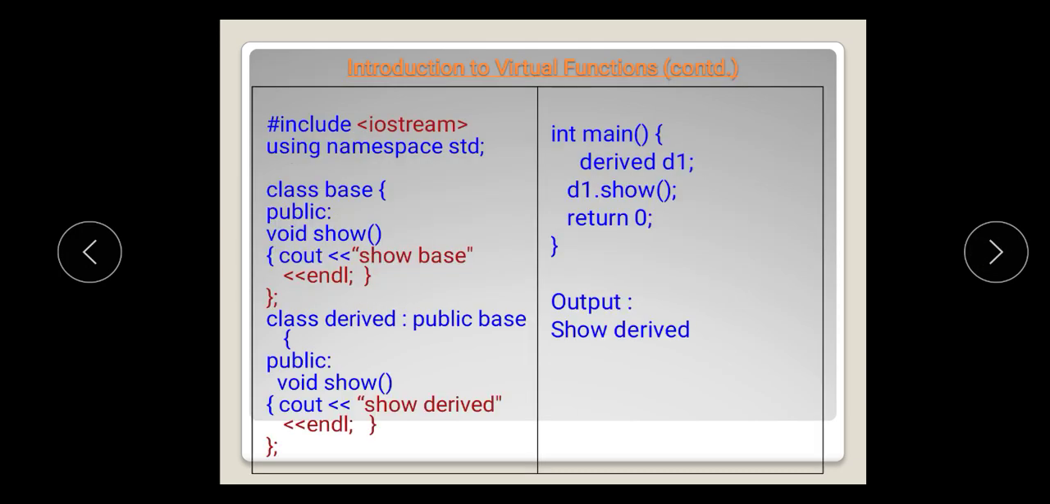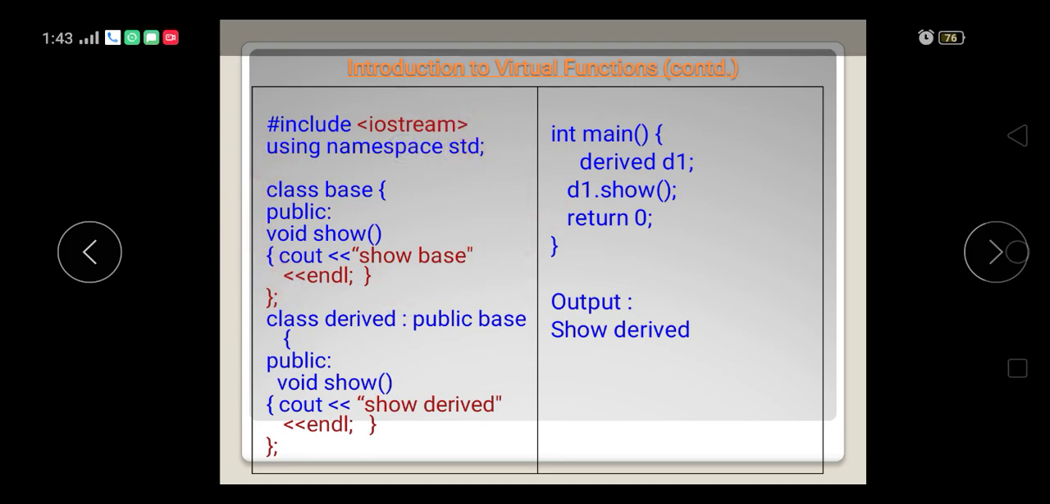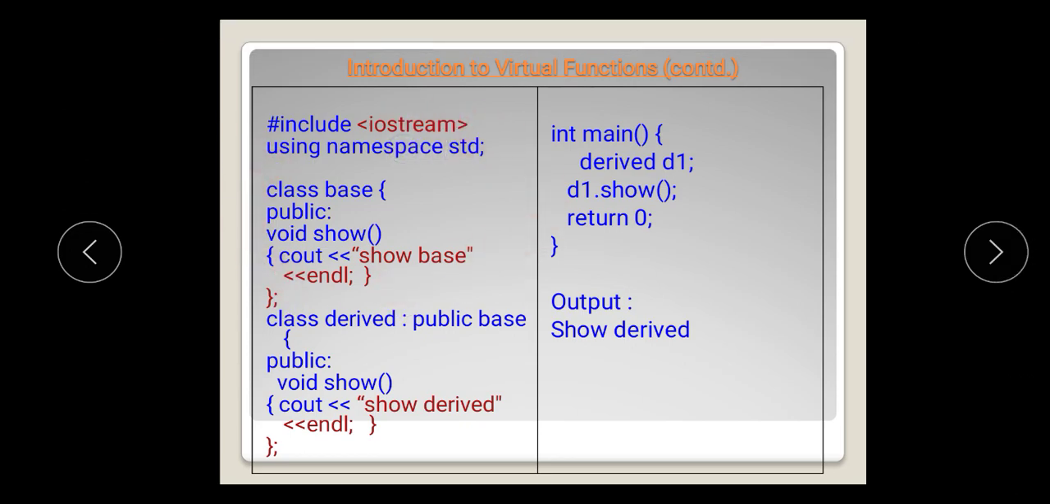Now we will take one example program, and in that program we show why the virtual function is needed. In this program we have taken one base class, class Base, and one derived class, class Derived, which inherits the base class publicly. In the base class we have one public member function, void show. With the same function name, we have a member function in the derived class, void show, which has the same function name as the base class.